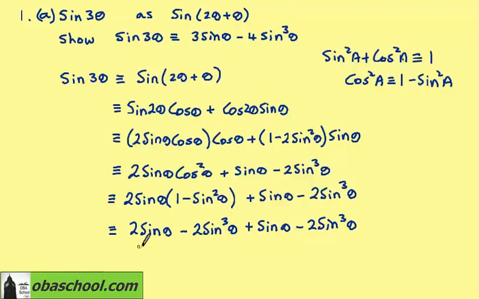All we need to do is tidy. 2 sine theta add sine theta is 3 sine theta, and minus 2 sine cubed take away another 2 is minus 4 sine cubed theta, as required.